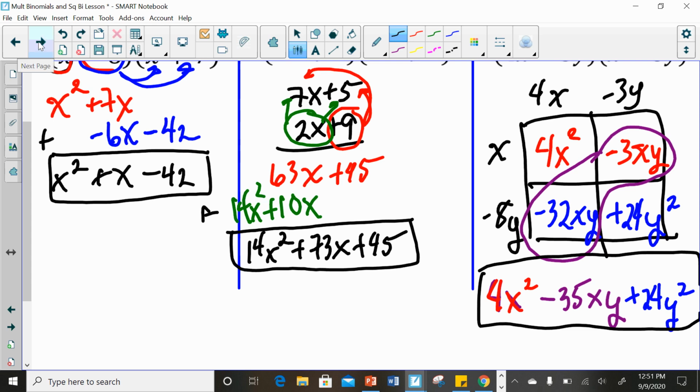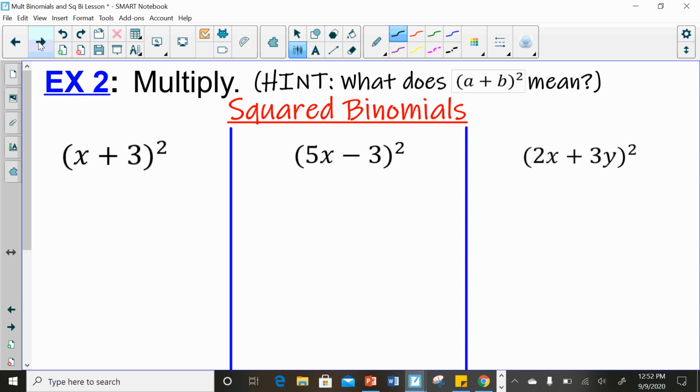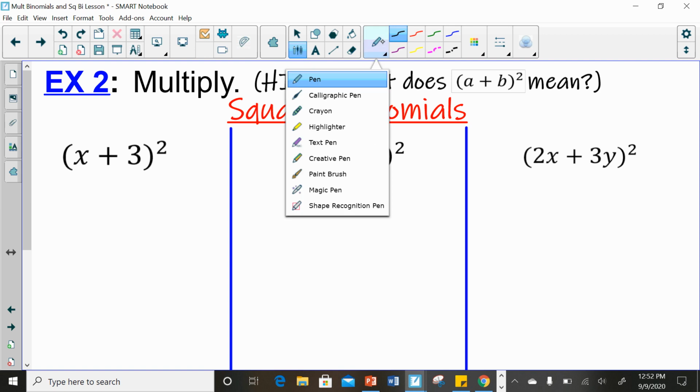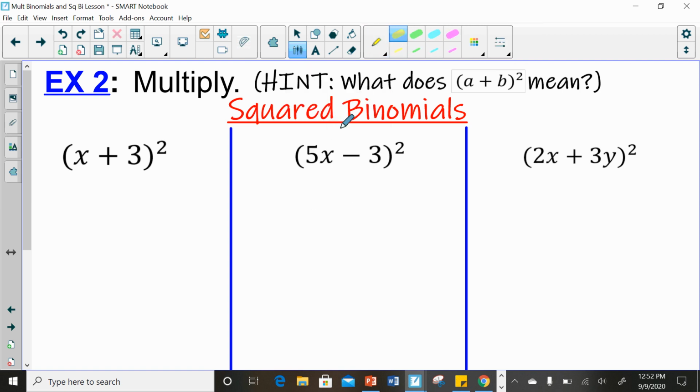Last slide. For this slide, we are going to multiply a binomial that's been squared. And we have a hint here, so you might want to highlight this hint. It's kind of important. What does a plus b squared mean?